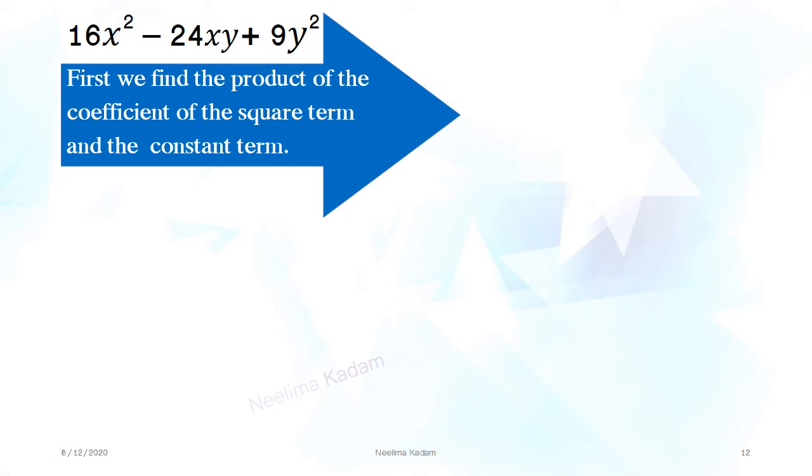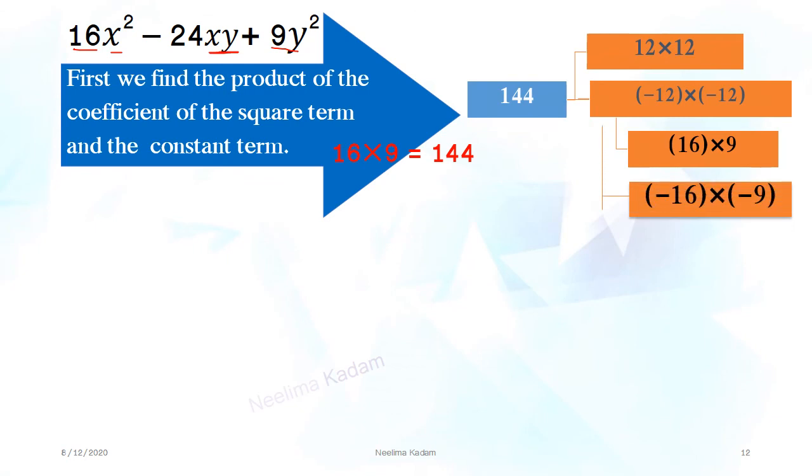Another example, same. First 16, because the coefficient will be there with the square term, and here 9y square. Now see, remember the middle term will be here, the variable is x, here the variable is y, so the middle term variables are x, y. Now 16 into 9, that is 144, factors of 144. What are the factors of 144? 12 12s are 144.